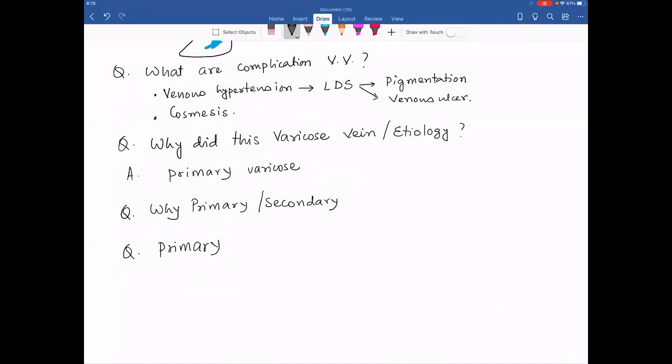Should I increase the thickness of my color pencil so that I can write, or is this text size okay? Okay, sir. Right.